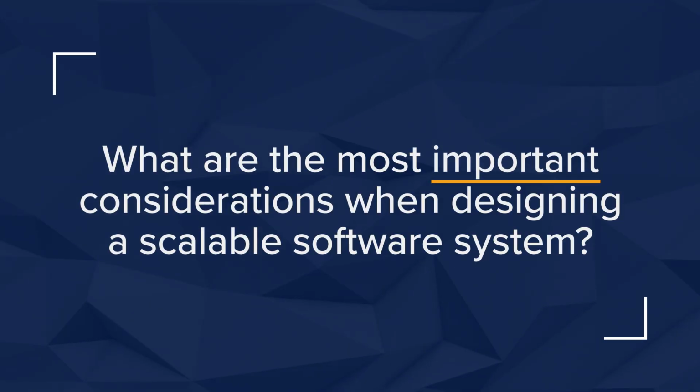What are the most important considerations when designing a scalable software system? I think one of the most important things is to try and design dynamically. You can have some things that are similar in structure but slightly different, and instead of having to hard code two different methods to work with those structures, you can try and build one structure that works with both.